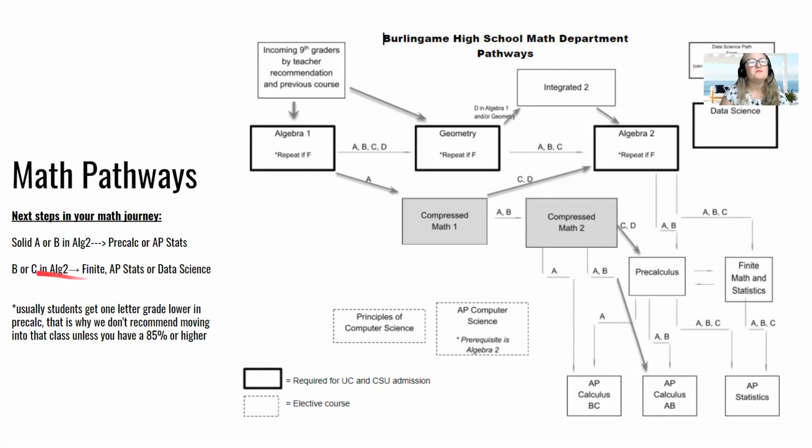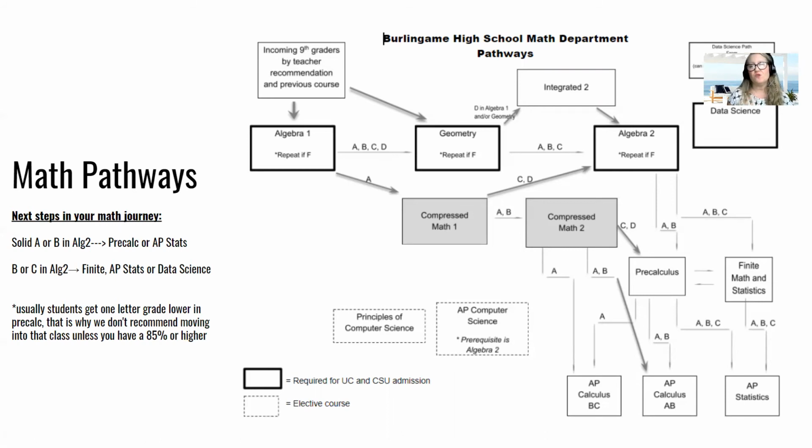I don't know, depends. If you have a B or a C in Algebra 2, we do not recommend going to pre-calc. We recommend either finite, AP stats, or we're going to have a new course next year called data science. Now, there's a little asterisk here and a note. Typically, students get 1 grade lower in pre-calc than they did in Algebra 2. So that is why we don't recommend anybody lower than an 85 to go into pre-calc, because data has shown that typically they'd get in the 75 range, which is still passing, but for some students, that's not what they want. They don't want C's.